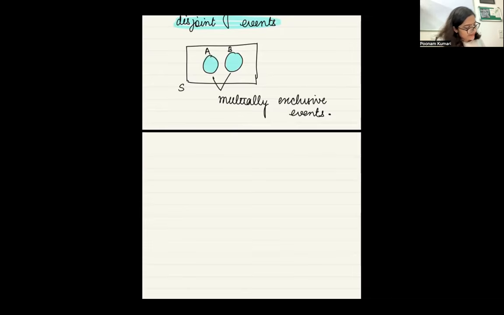There is something called axioms. Do you know what is the meaning of an axiom? What is an axiom? The basic things which we do not have to prove, means it's already there.